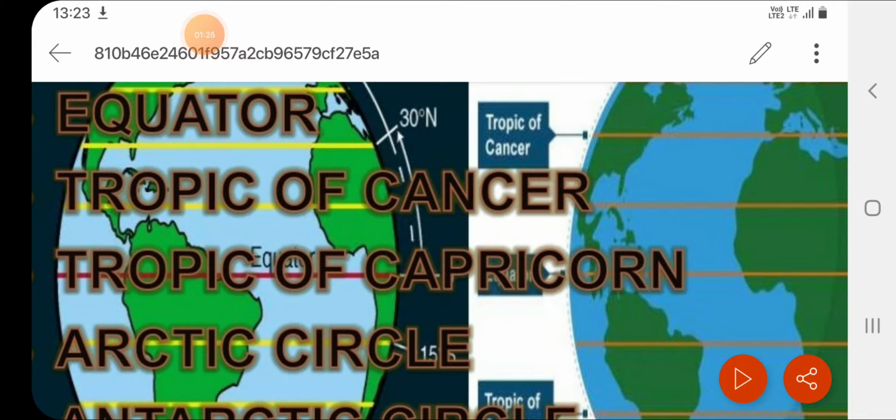As such, all parallels north of the equator are called north latitudes. Similarly, all parallels south of the equator are called south latitudes. Then comes today's portion, important parallels of latitude. Here the important latitudes are given: equator, Tropic of Cancer, Tropic of Capricorn, Arctic Circle and Antarctic Circle.